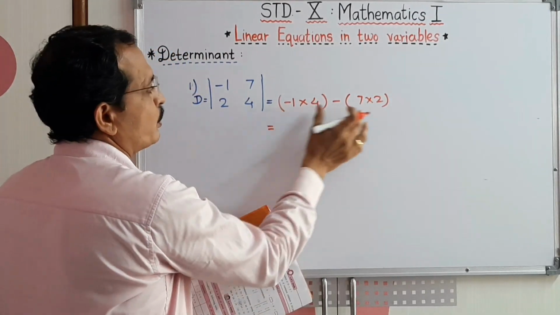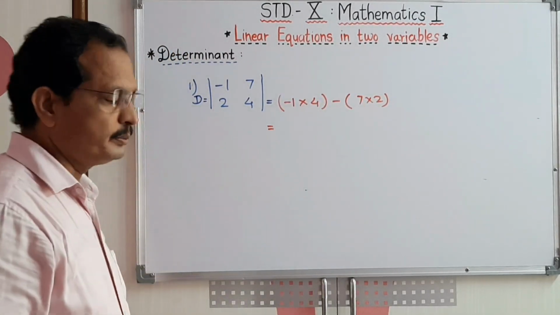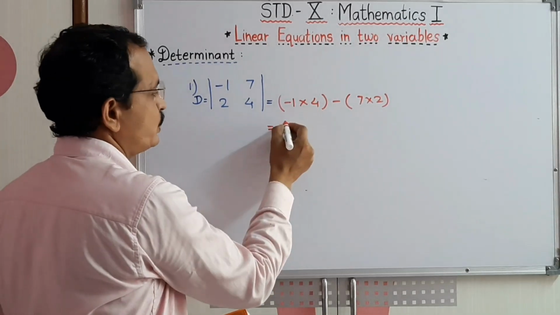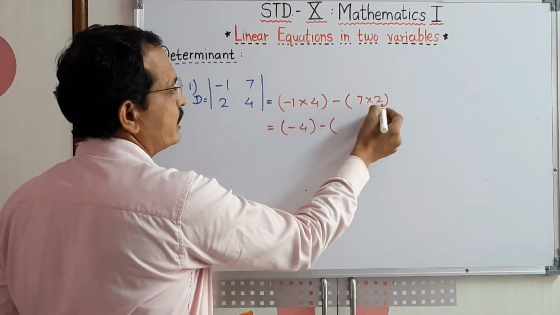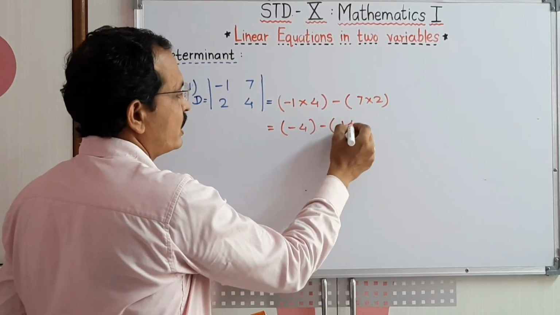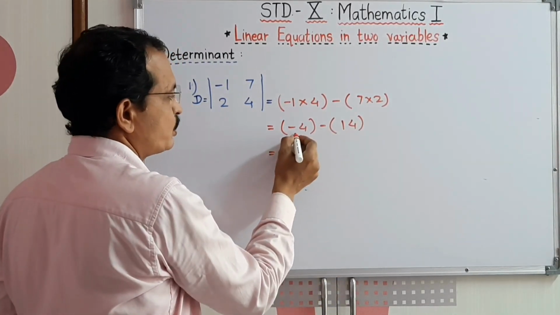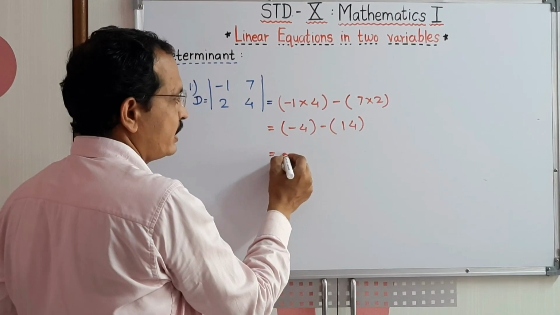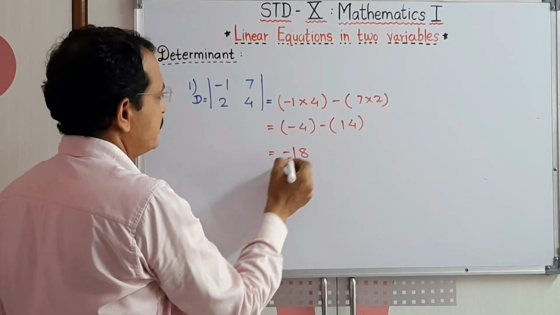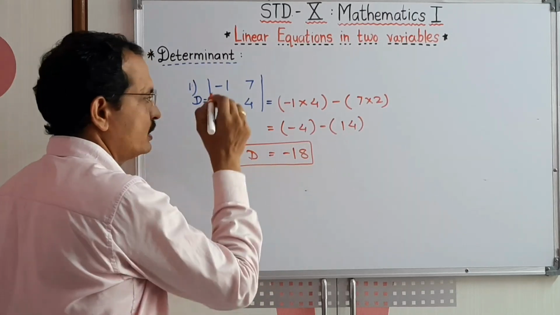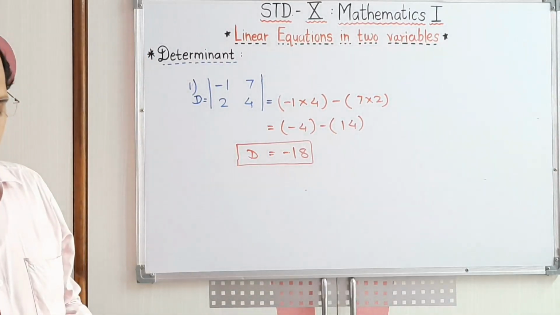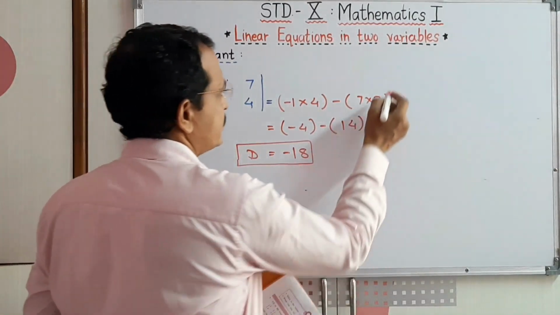Always remember you have to write it in a bracket. Then minus 1 into 4 is minus 4, minus 7 into 2 is 14. Therefore minus 4 minus 14 is minus 18. This is the value of determinant D, minus 18. I think all of you understand this.